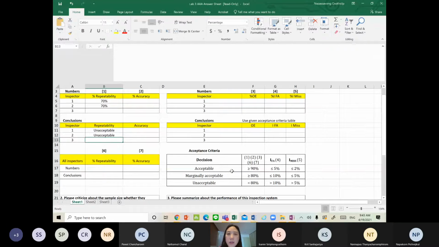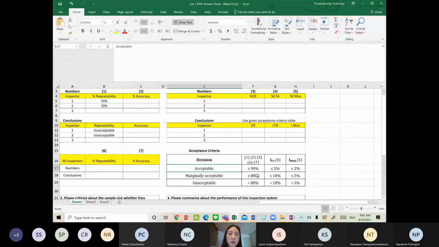Take a look at the criteria table again. In general, if the percentage is at least 90%, we will accept the repeatability of that inspection result. If it's less than 80%, most industries do not accept it. If that number is between 80 and 90%, it's marginally acceptable. It depends.